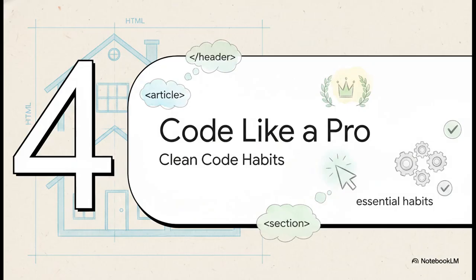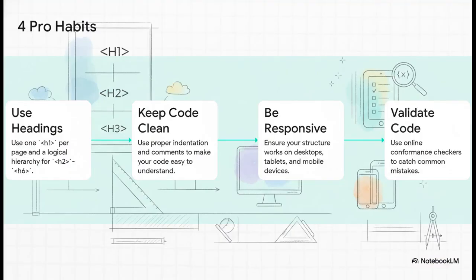Now that you have the blueprint and you've got this semantic toolkit, let's just quickly cover a few essential habits that will set your code apart and make you look like a pro right from day one. First up, headings. This one's a biggie. Always use one and only one H1 per page. That's your main title. Then structure the rest of your content with H2s for main sections and H3s for subsections, just like an outline for an essay.